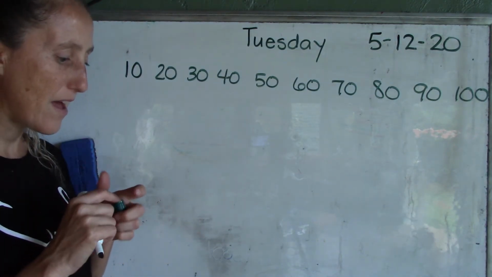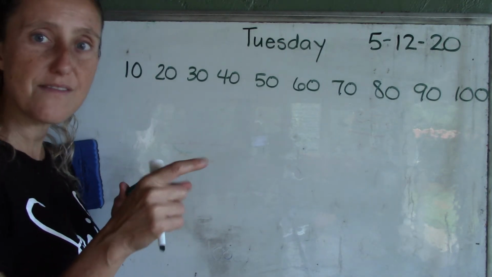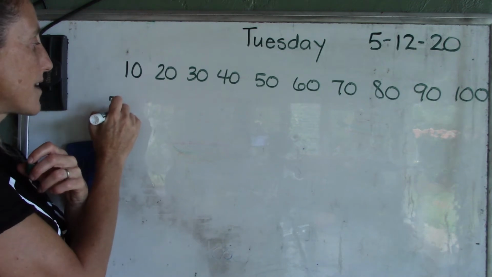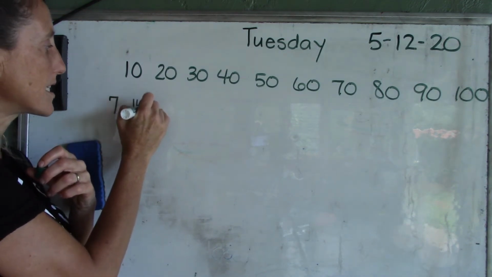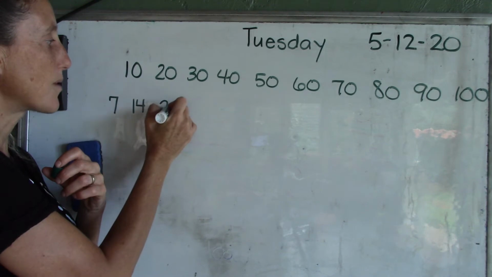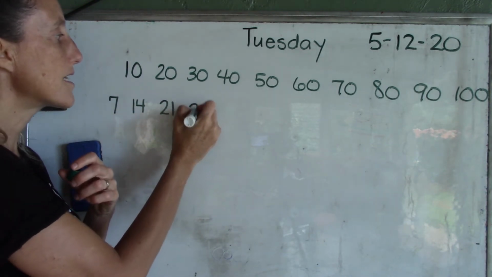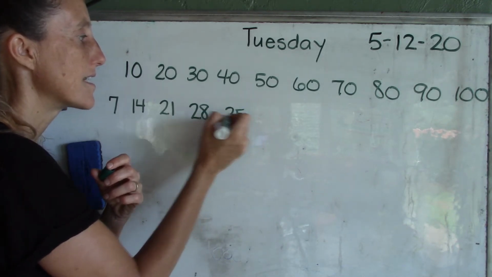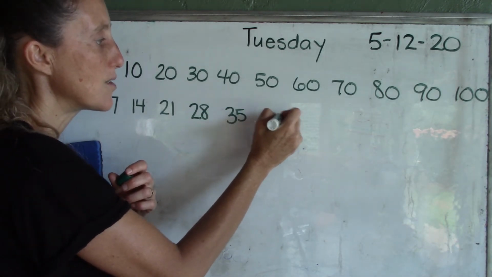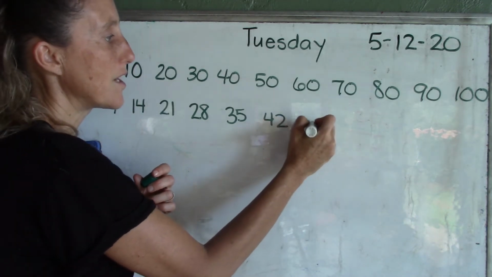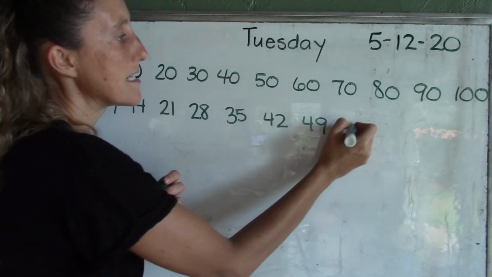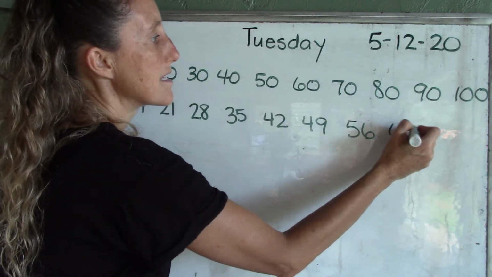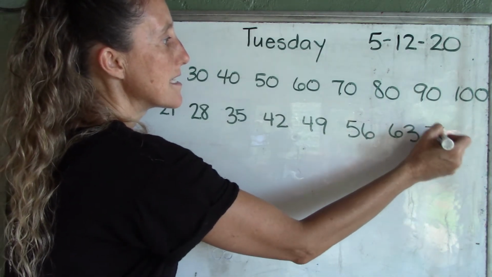All right, now the second and third graders will be counting by sevens. So we're going to do some sevens. Here we go. 7 times 1 is 7. 7 times 2 is 14. 7 times 3 is 21. 7 times 4 is 28. 7 times 5 is 35. 7 times 6 is 42. 7 times 7 is 49. 7 times 8 is 56. 7 times 9 is 63. And 7 times 10 is 70.